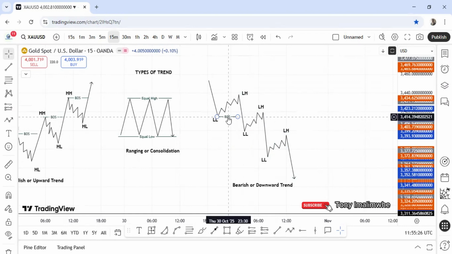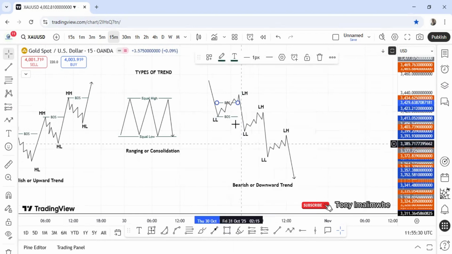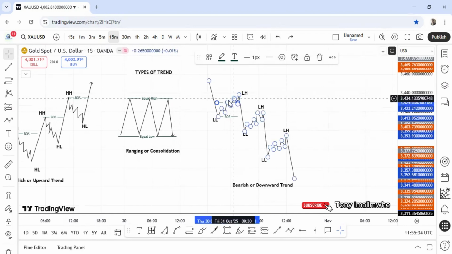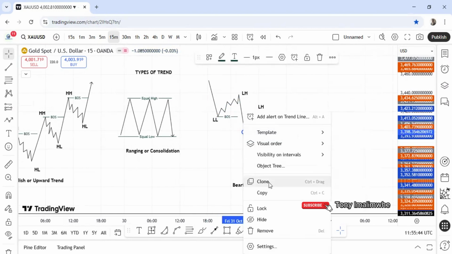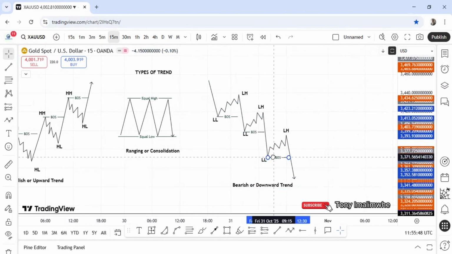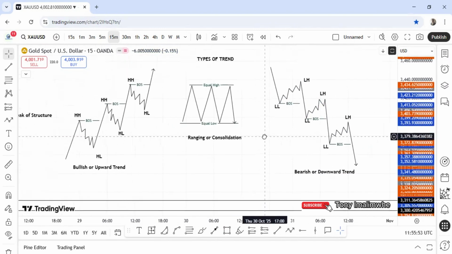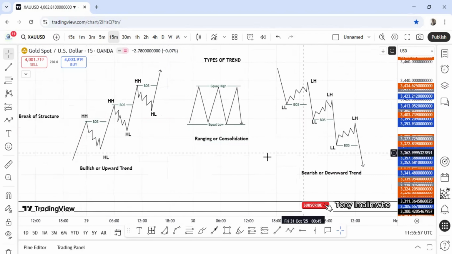The same thing again: another BOS, another BOS, another BOS here. Break of structure, break of structure, another break of structure. Yes, this is another break of structure to the downside.